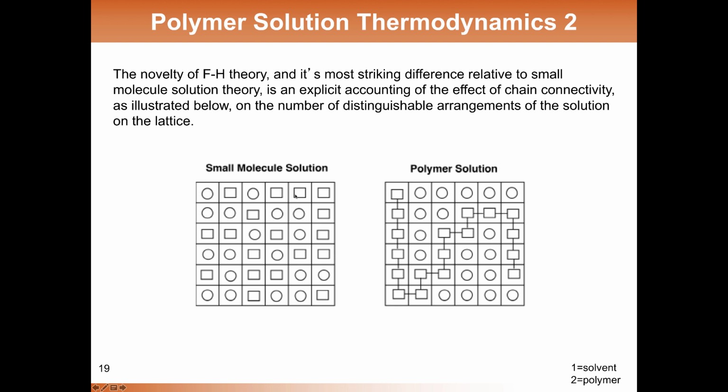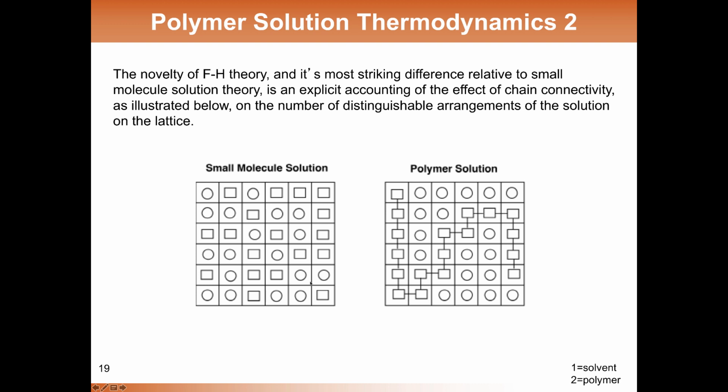There's a striking difference between the small molecule solution and a polymer solution that has essentially the same number of solvent molecules and the same number of monomer units, but now the monomer units are connected into a polymer chain. And you can see offhand what a key result of this theory is going to be, in a qualitative sense.